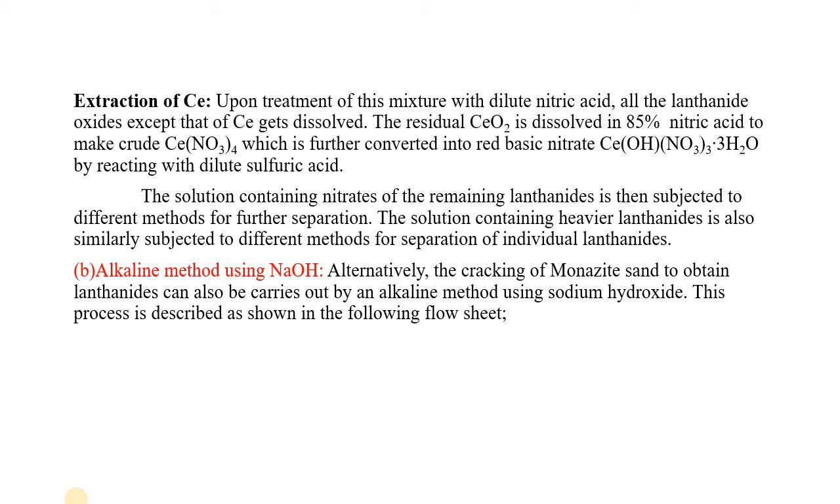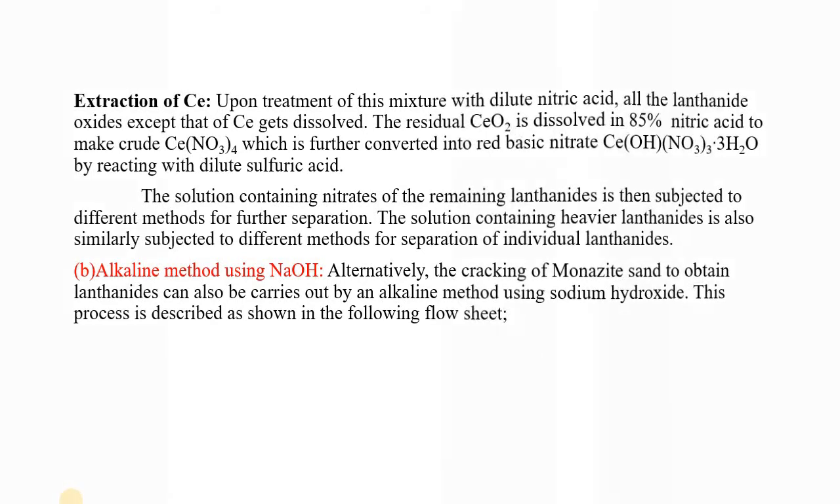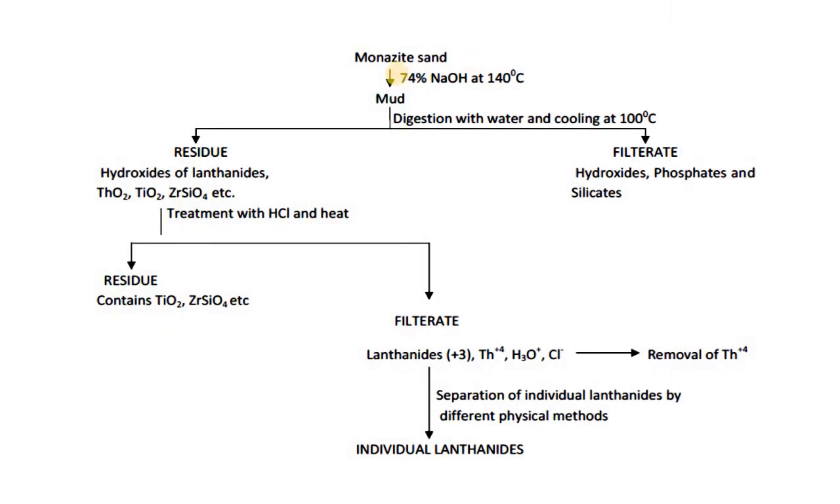The cracking of monazite sand, which contains the lanthanides, can be carried out by the alkaline method using sodium hydroxide. Here is the flow sheet which explains how the lanthanides are extracted by the alkaline method. Here, check here, monazite sand. Now 74% NaOH is added and heated at 40 degrees Celsius.